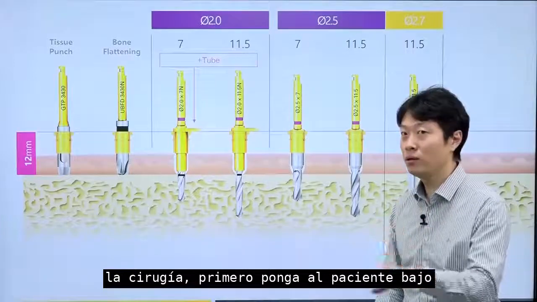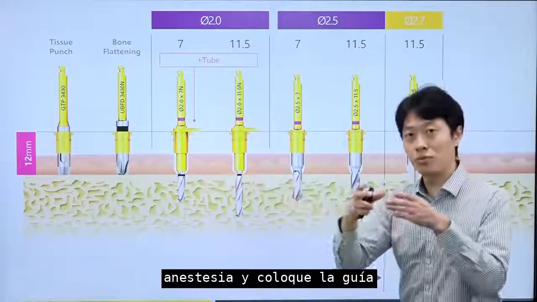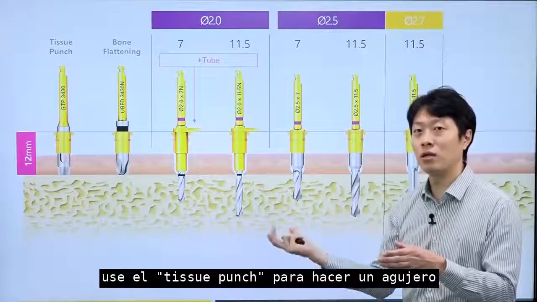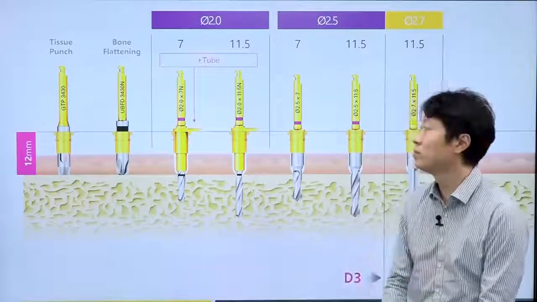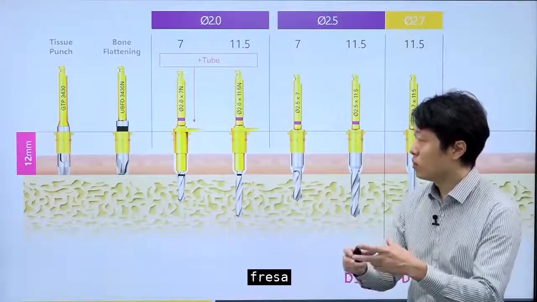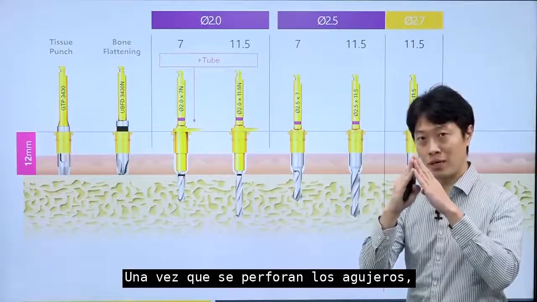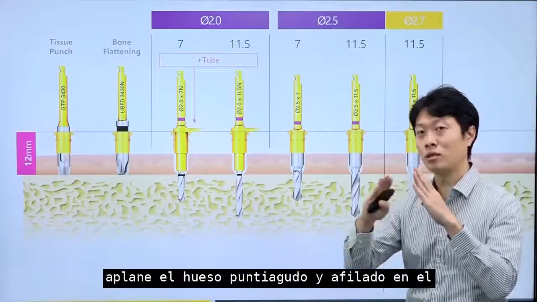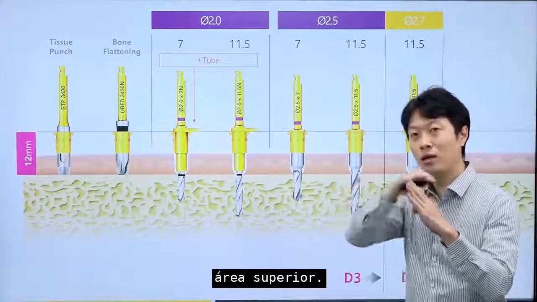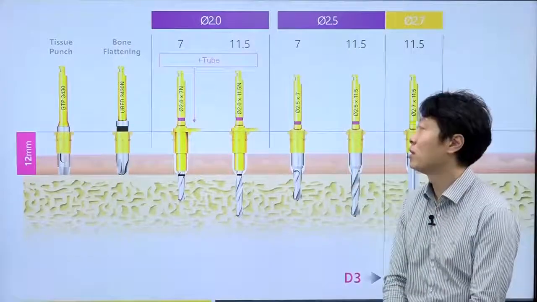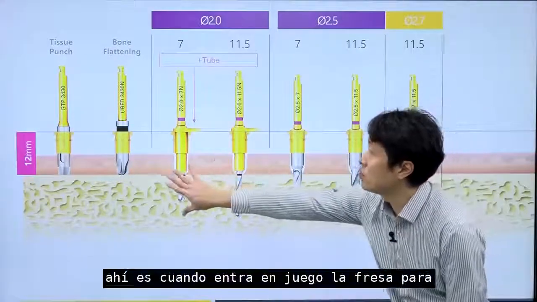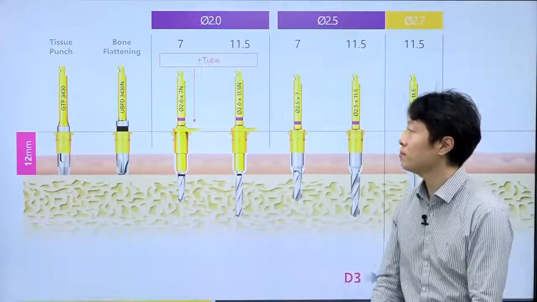First, put the patient under anesthesia and place the guide. Use the tissue punch to punch a hole in the upper area. These holes are for drilling the next drill. Once the holes are punched, flatten the pointy sharp bone in the upper area for easy drilling. That's when the bone flattening drill comes into play.